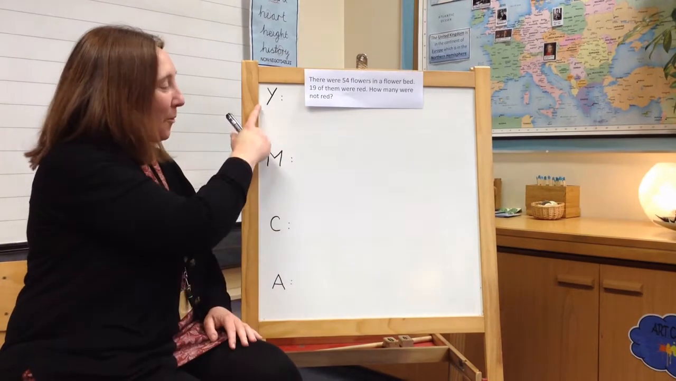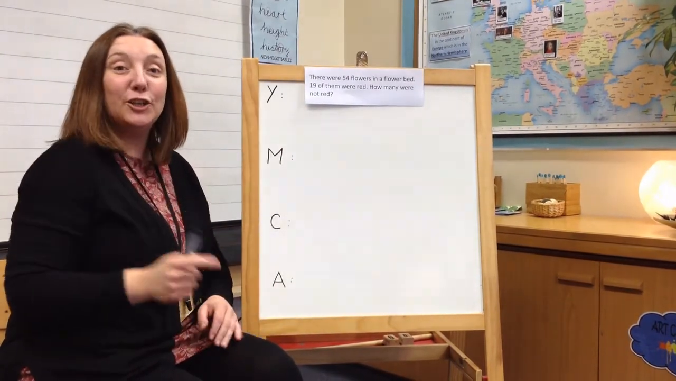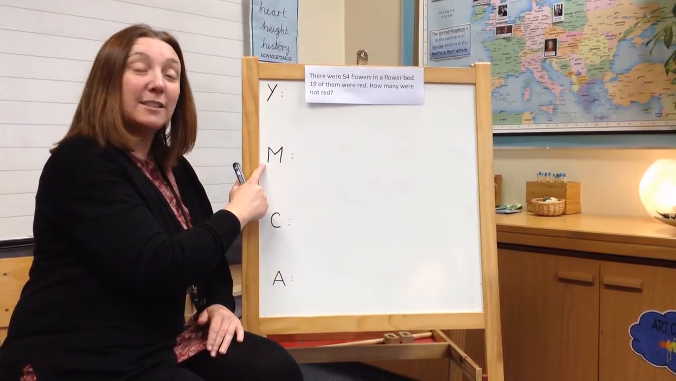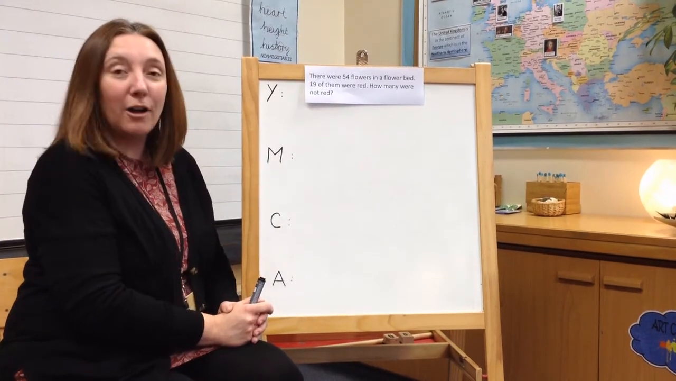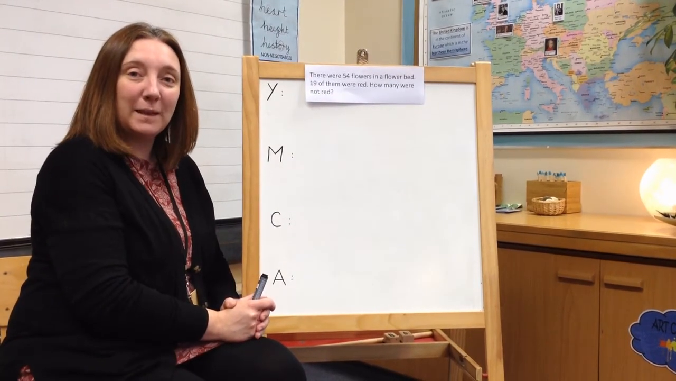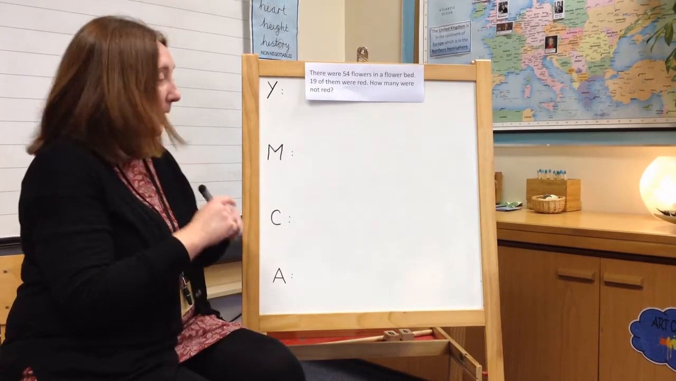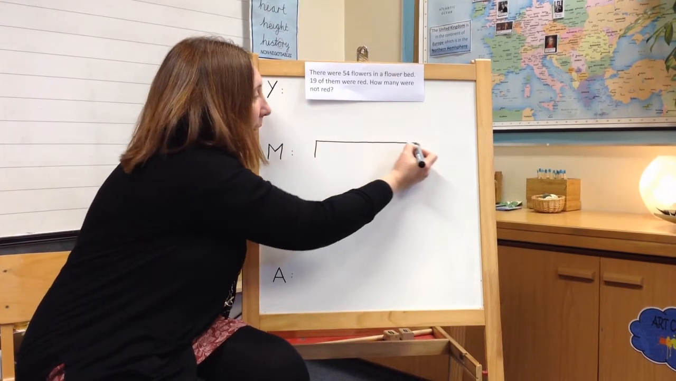Let's do YMCA. Y is you, or us together. The first thing we need to do is model the problem. We know this is a part whole problem because we've been given the whole, the total number of flowers in the flower bed. So I need to draw a bar to represent that.